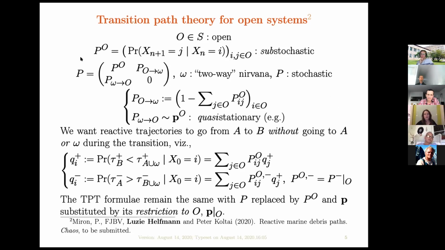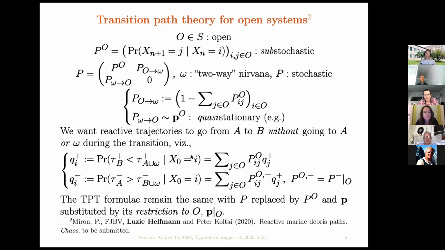So we augment the transition matrix by including a state omega that is traditionally called nirvana, but we call it two-way nirvana because we send any imbalances to nirvana and we send them back to the chain in different ways. One way of doing it is to take the quasi-stationary distribution of the transition matrix corresponding to this open system. We're going to be trying different things.